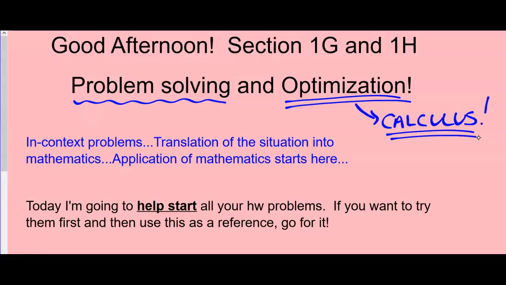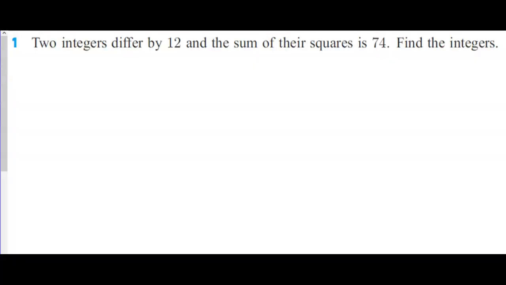So I'm going to help you start the homework problems for tonight, and you are welcome to stop this right now and go work on the problems and then come back, or you can certainly use this more as a reference today. All right, number one, two integers differ by 12 and the sum of their squares is 74.